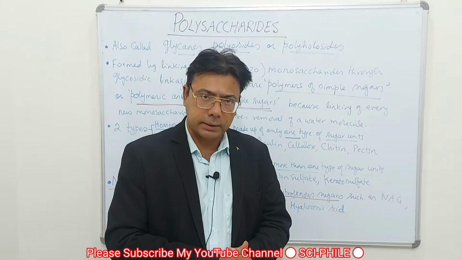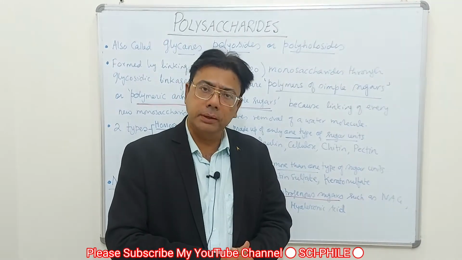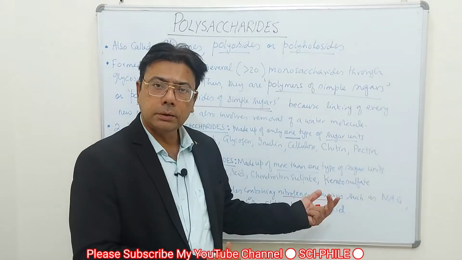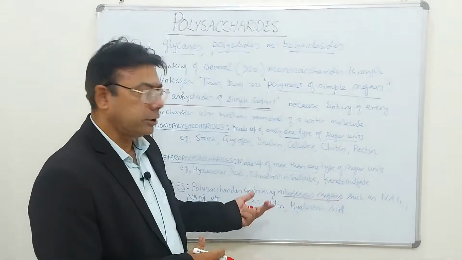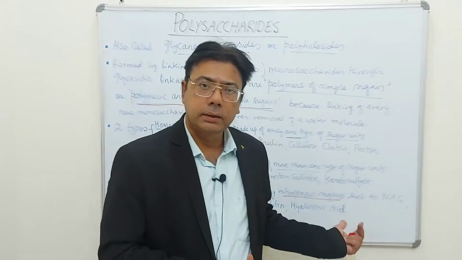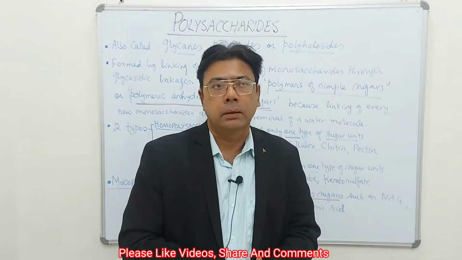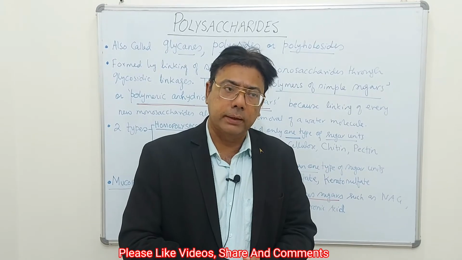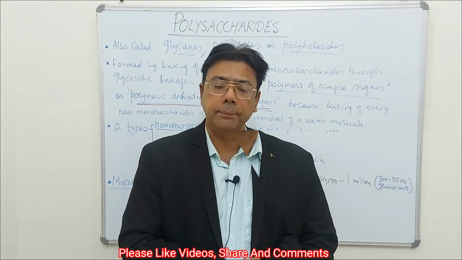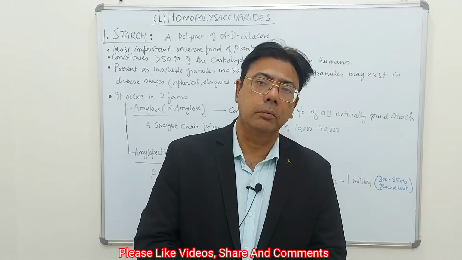They are called mucopolysaccharides. They can be either homopolysaccharides such as chitin, or they can be heteropolysaccharides such as hyaluronic acid or chondroitin sulfate, etc. They are all mucopolysaccharides also. So with this, we'll describe each important category of polysaccharide in detail. Now let me first describe homopolysaccharides.